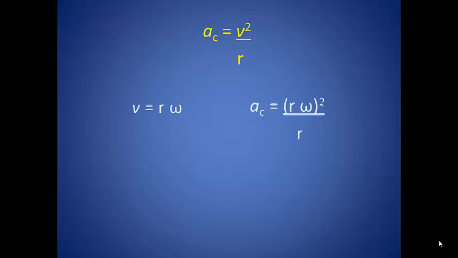We can also express this in terms of angular velocity by substituting velocity equals omega r in for the velocity. So centripetal acceleration can be written as either the orbital velocity squared divided by the radius, or the angular velocity squared times the radius.